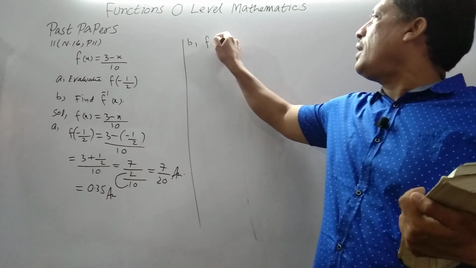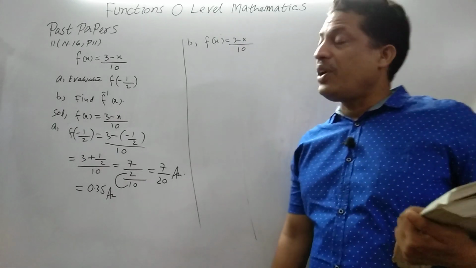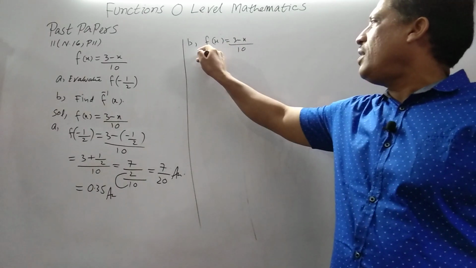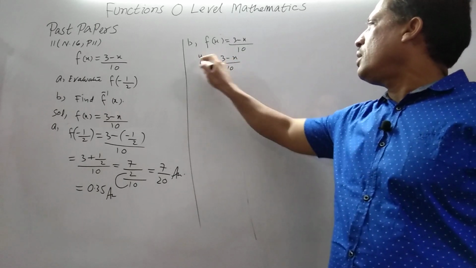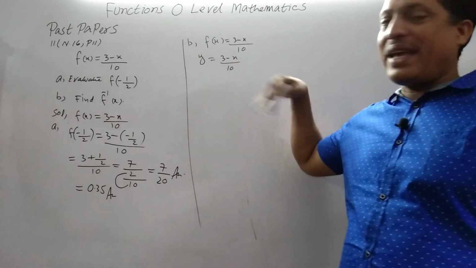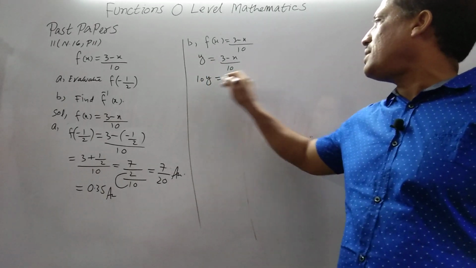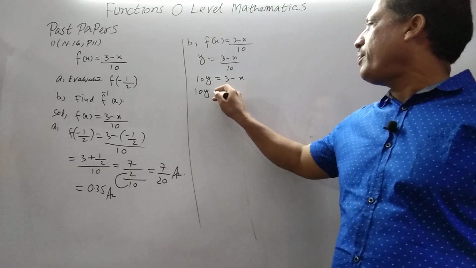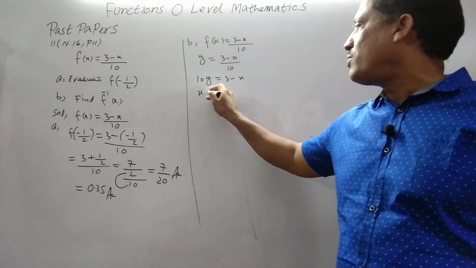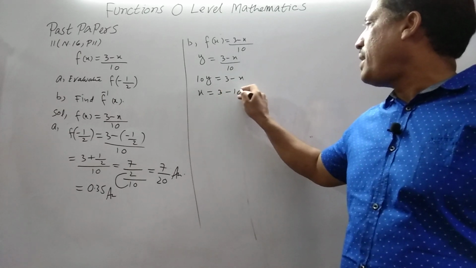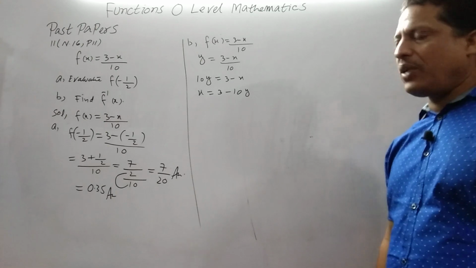Part B. f(x) is equal to 3 minus x upon 10. We need to find f inverse x again. Replace f(x) by y, and make x the subject of the given formula. 10y is equal to 3 minus x. You can shift this minus x to the other side, and it becomes plus x. 3 minus 10y. Now x is the subject of the given formula.